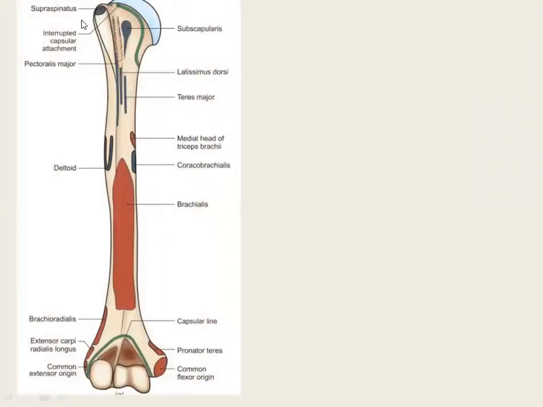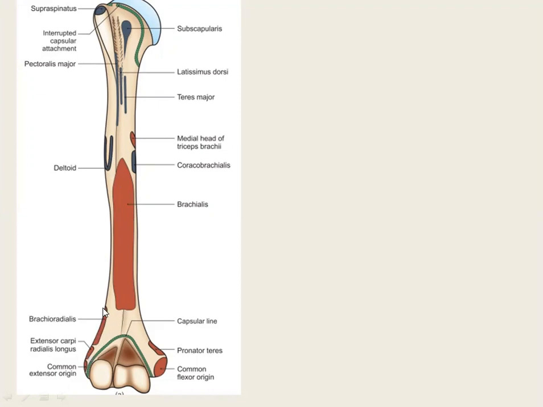Then we will see the attachments of the humerus bone. On the greater tubercle, there is the supraspinatus muscle insertion, then on the lesser tubercle, the subscapularis muscle insertion. Then in the bicipital groove, there are three muscle insertions: pectoralis major, then latissimus dorsi, then teres major. Right. Then in the deltoid tuberosity, there is the deltoid muscle insertion. Then the brachialis muscle originates from the lower half of the shaft of the humerus bone. Right.